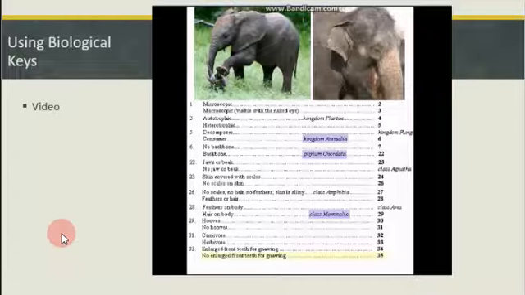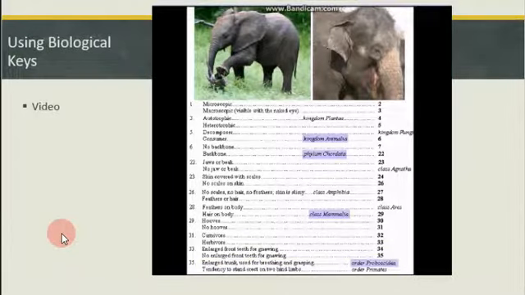Question 35 asks about the presence of a trunk. Well, the elephant definitely has a trunk, so it's in order Proboscidea. Notice there are no longer any numbers. That means we're done. We've classified the elephant as best we can with this key. The final classification then is Kingdom Animalia, Phylum Chordata, Class Mammalia, Order Proboscidea.